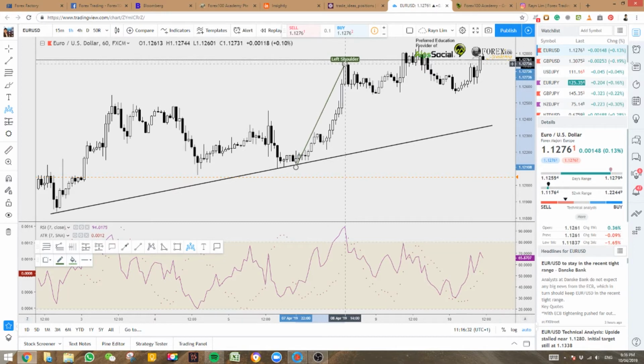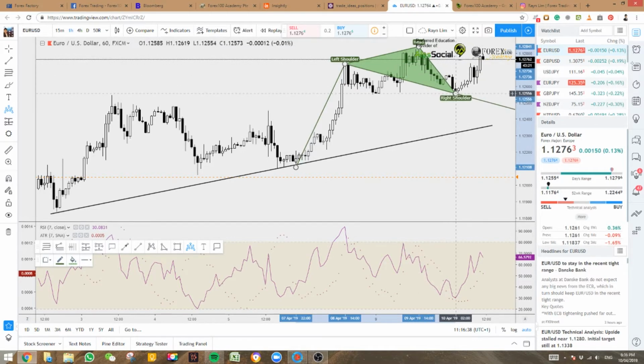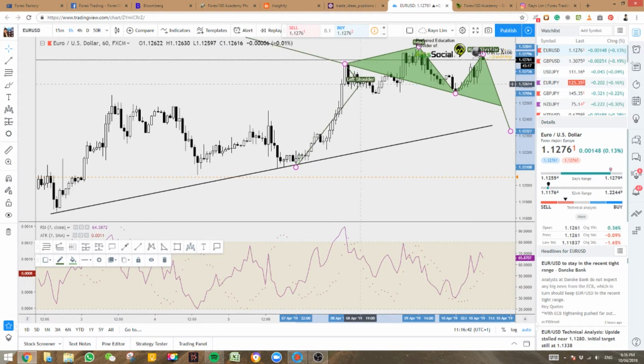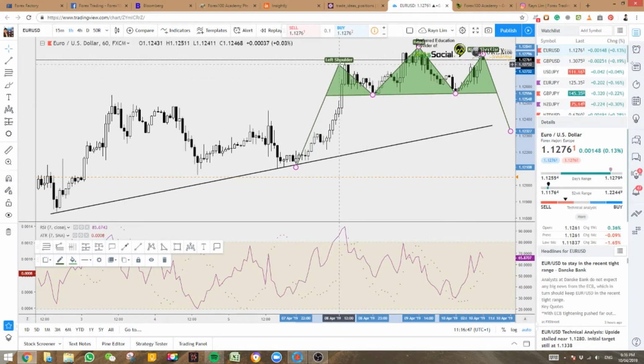Low to high. Oops, okay. Accidentally double clicked it. Let me just adjust it later. Yeah, so this is the right shoulder, and all the way down over here it looks something like this. Yep, so this is the head, the famous head and shoulder.